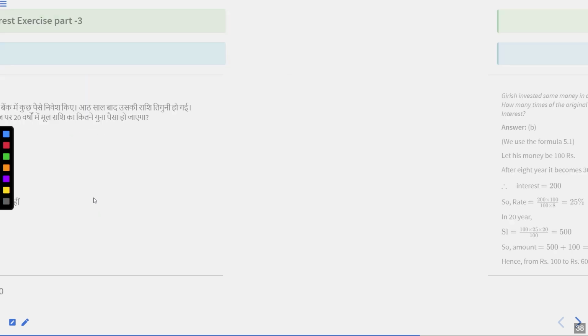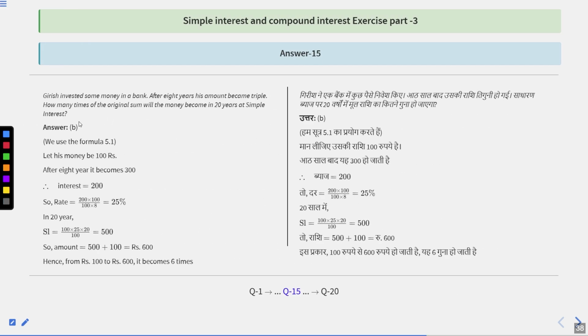Now time's up. Let's see the solution. Now first we need to understand the question. The question says that after 8 years, the amount becomes triple. Clear? So the question is, in 20 years, what will be the amount as a multiple of the original sum?